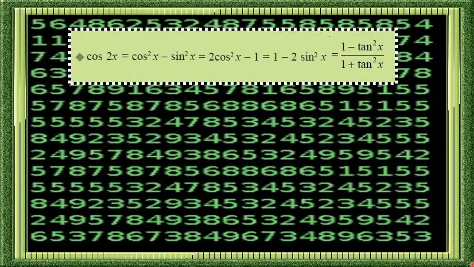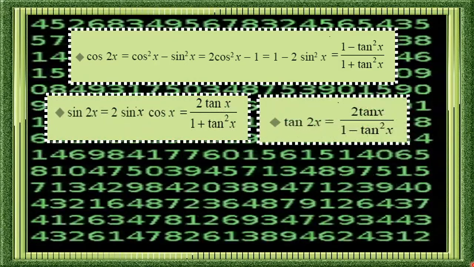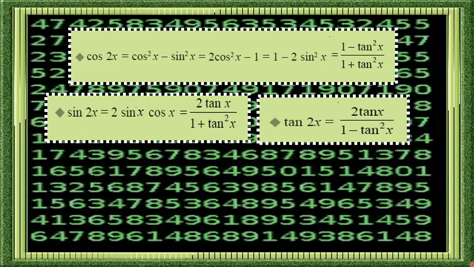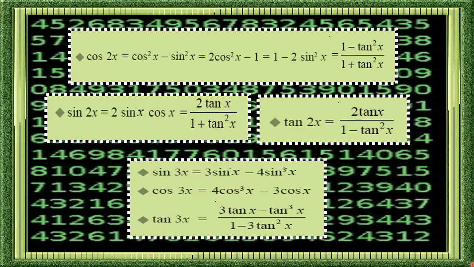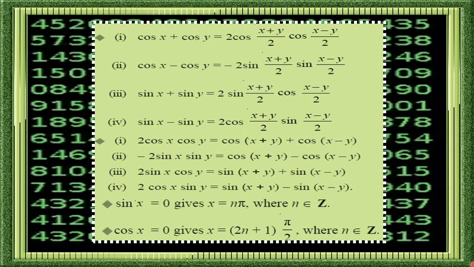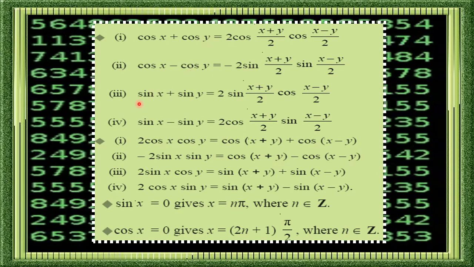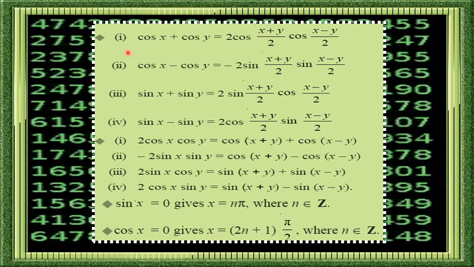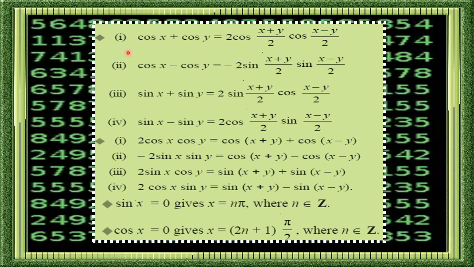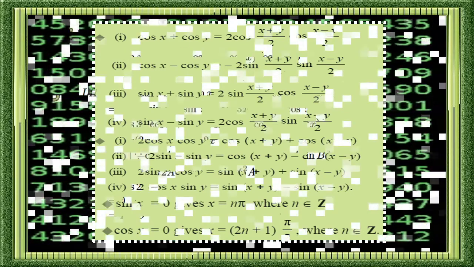Then we have formulae for cos 2x, sin 2x and tan 2x, which are very important and useful in trigonometry. Then sin 3x, cos 3x and tan 3x. Then we have different type of identities, cos x plus cos y, cos x minus cos y. But students, please make sure here is a difference in cos(x plus y) and cos x plus cos y. These are two different things and two different types of identities, properties, rules or formulae you can say.